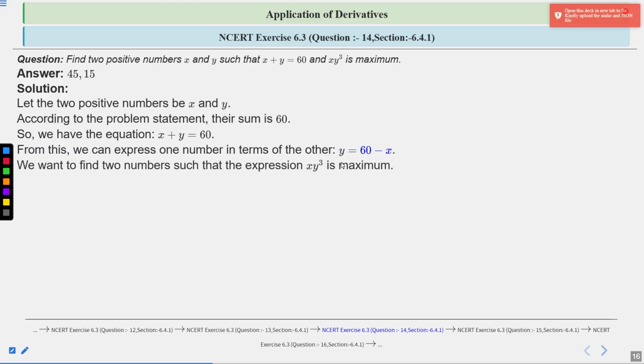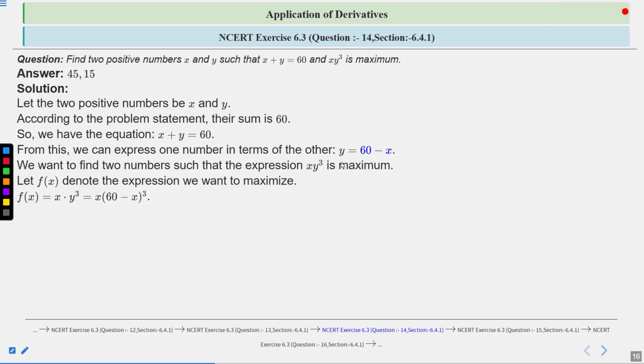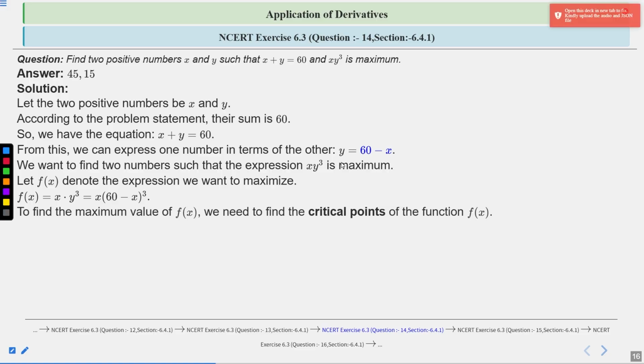Now we want to find two numbers such that the expression xy cube is maximum. Let f(x) denote the expression we want to maximize. So f(x) is equal to x into y cube. Now we can convert this into a single variable: f(x) is equal to x into (60 minus x) whole cube.